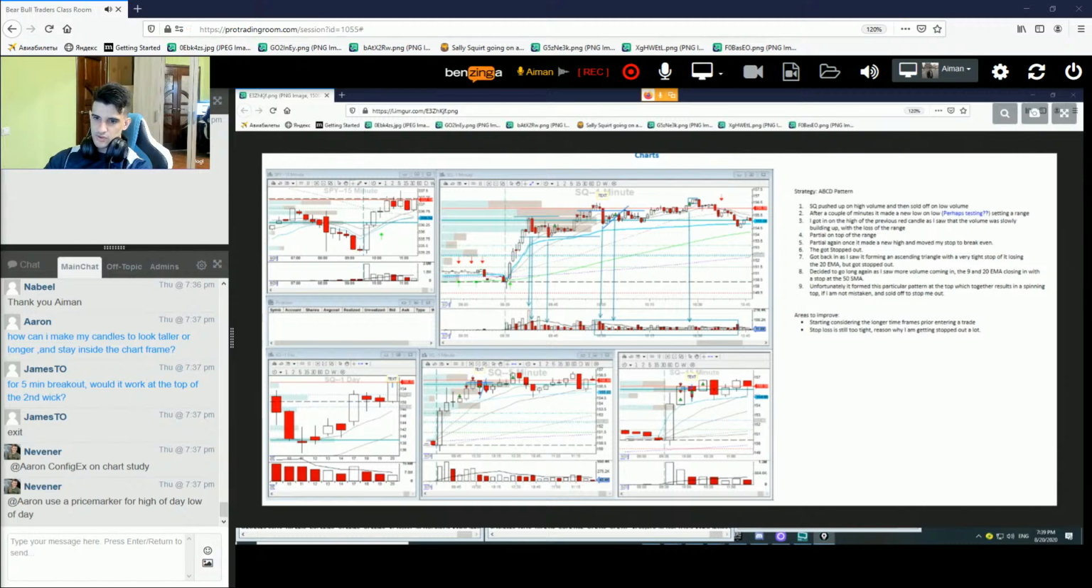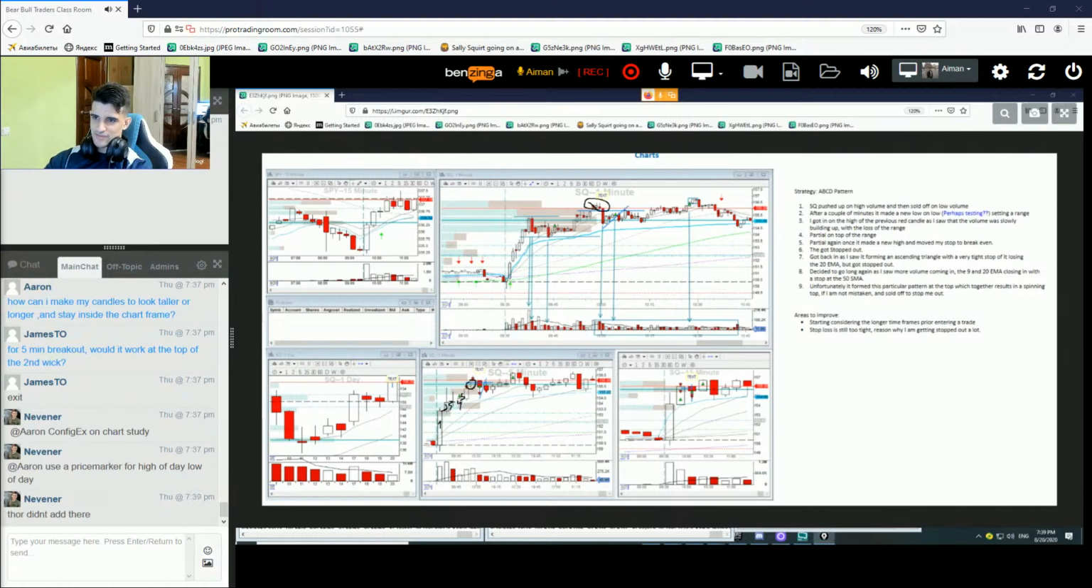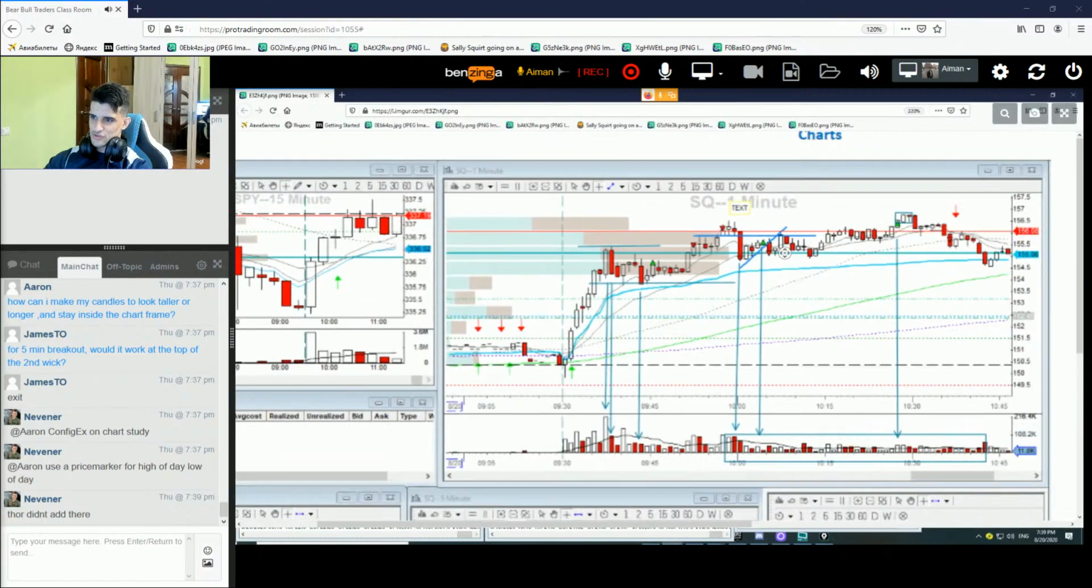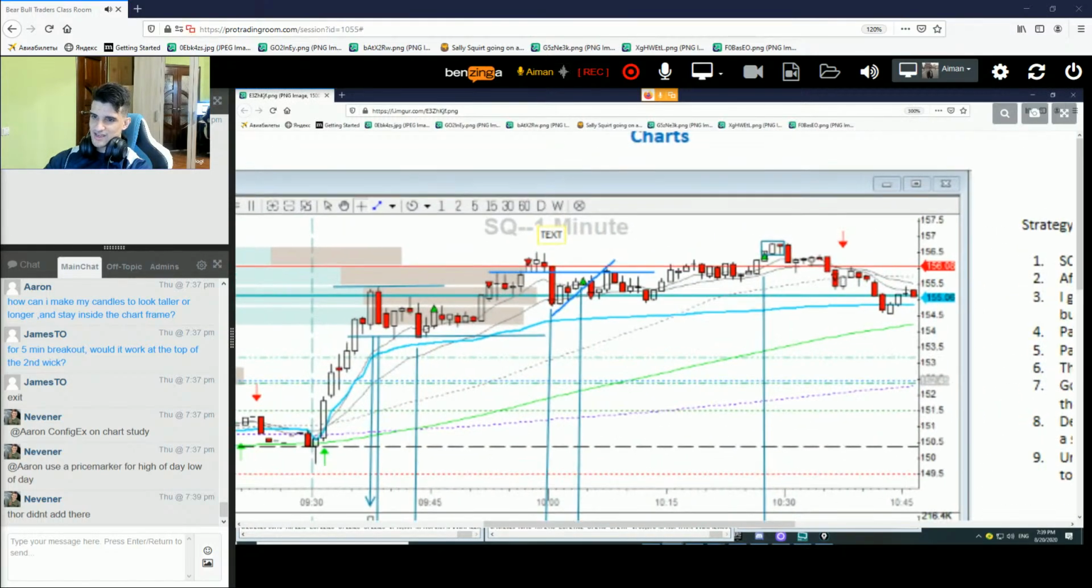Why is that? Look at SQ. 1, 2, 3, 4, 5, 6 candles. 6 candles were having a parabolic reversal, right? Let me zoom in on the 1 minute chart. SQ is starting to form a parabolic reversal. It has double reversal candles at the high of the day. So I would have used this as an indicator to exit most of my position. I would have held a little bit because the entry was good.